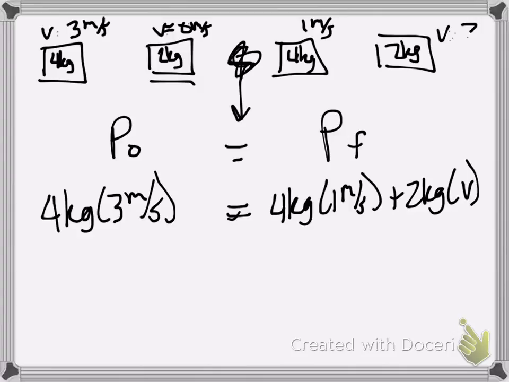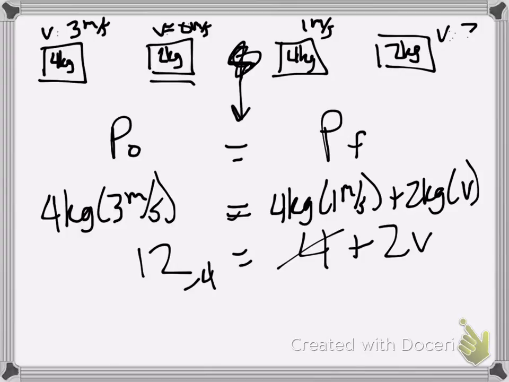So, ignoring units here, we have 12 is equal to 4 plus 2 times v. You can do some algebra, or you can just figure it out on your own. If you subtract the 4 on this side, 12 minus 4 is 8, and you divide it by 2, so you end up with 4 meters per second.